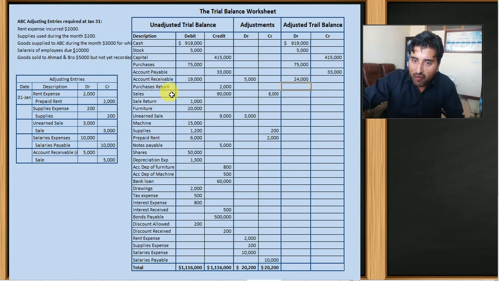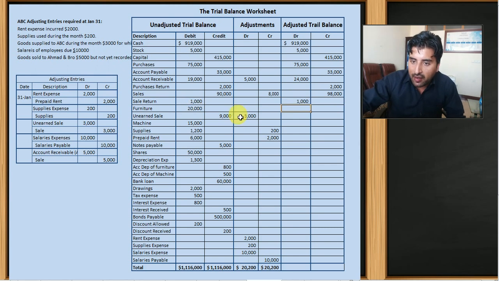Okay, next we have purchase return. So purchase return is having no adjustment here, so just click on the purchase return value here. Okay, and next we have sales. So sales account, look here, we have adjustments, so credit and credit should be added, so equal sign, both sides should be added. Okay, and sale return is a debit value and it has no adjustment, so that goes here directly into the debit.